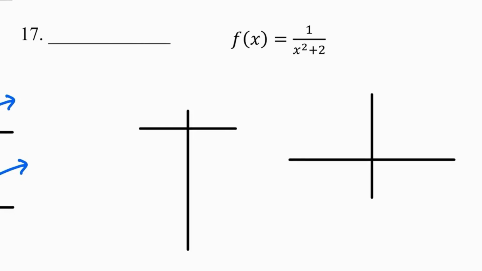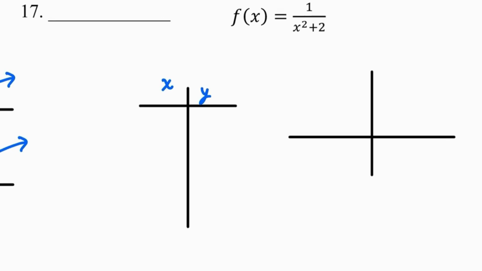Well, if I don't really know what this looks like, what do we always do if we don't know what a graph looks like? Plug in points, make a table. What are some values of x that you would like to plug in? I think 0 is always a nice number to plug in. If you plug that in, you get 1/2. So that means on this graph, I'll have a point at 0, 1/2.